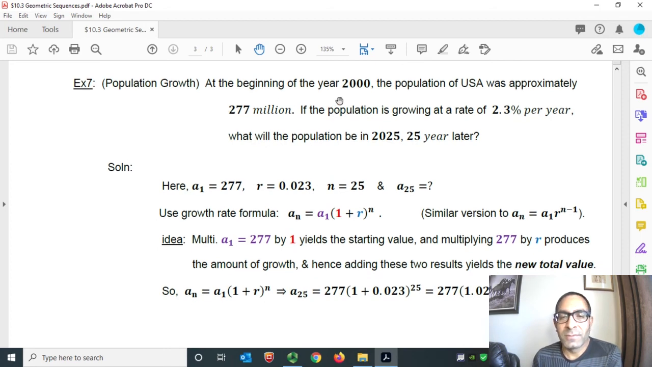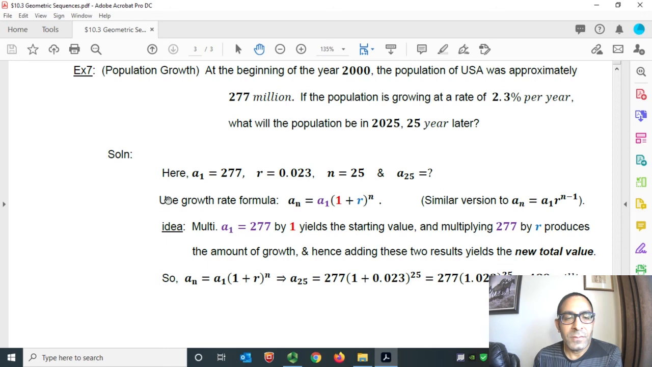At the beginning of the year 2000, the population of USA was approximately 277 million. If the population is growing at a rate of 2.3% per year, what will the population be in 2025, that is after 25 years? So let's begin the solution. Here, the first term is 277, and the common ratio is 0.023, since we are dividing these numbers by 100, and n is 25, and we need to find A25. Here we use the alternative growth rate formula, which is an equals the first term times 1 plus r raised to the power n.